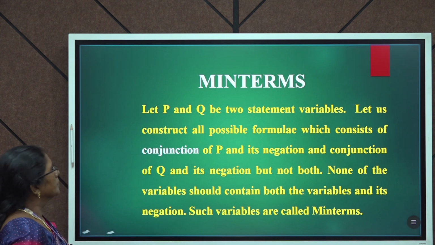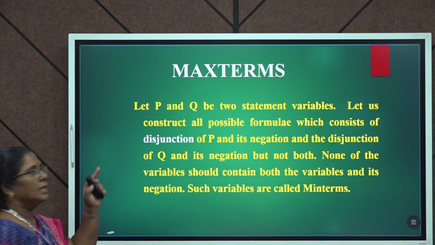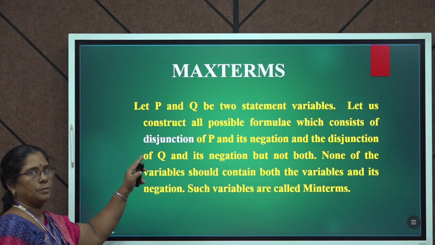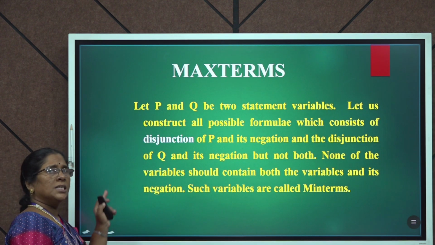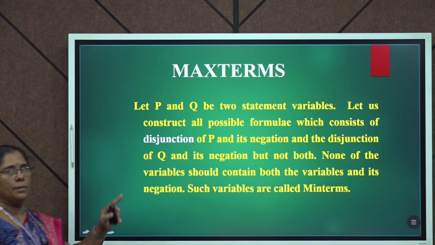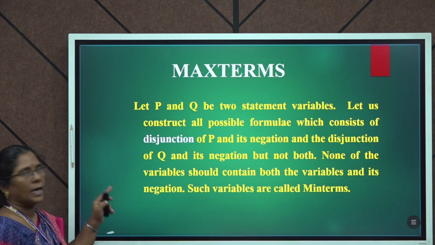Now let's see what maxterms are. Here also we consider two statement variables P and Q. Let us construct all possible formulae which consist of disjunction, and disjunction means cup. It is the disjunction of P or its negation and the disjunction of Q or its negation, but not both. Here also none of the variables should contain the variable and its negation.